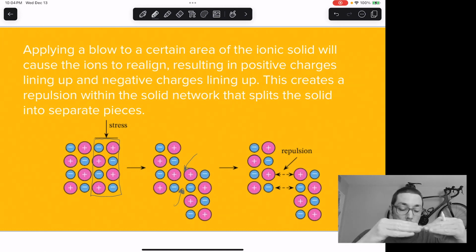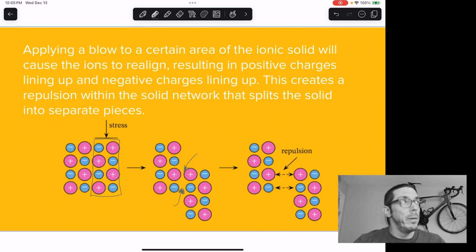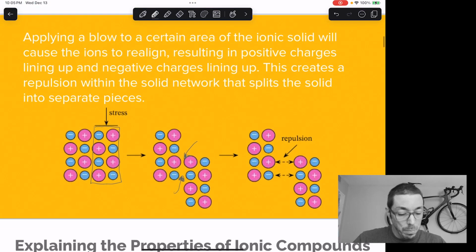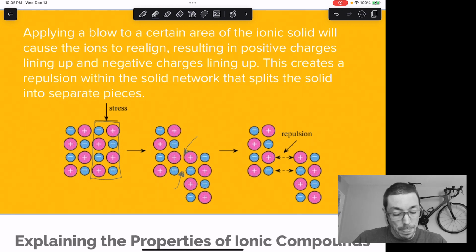And so all of those repulsive forces, because they've been shifted, want to move away from each other. That's where the brittle property comes from. You can hit it and it will crack, because you're realigning the network, and when the same charges line up, it wants to repel. But those two separate chunks are still very tightly held together within their own network. So that explains the brittleness of ionic compounds.